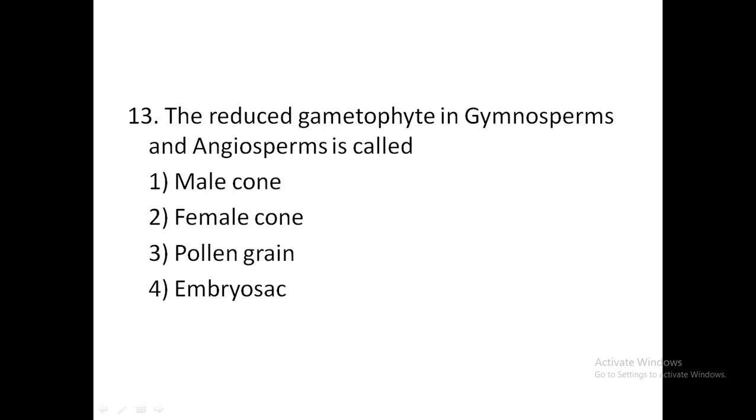The reduced gametophyte in gymnosperms and angiosperms is called. Now here it is called the pollen grain. Embryo sac is the female gametophyte, pollen grain is the male gametophyte. Now this gametophyte, the pollen grain, produces two male gametes.